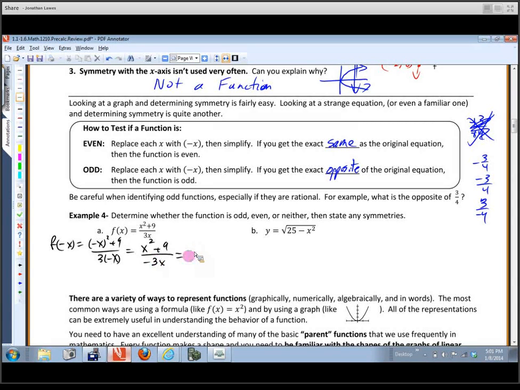So what I'm going to do is I'm going to pull that negative out front. I'm going to rewrite this, and I'm going to put it in parentheses. Notice this is the original one with a negative in front, so that's definitely the opposite. So that means this one is odd, and there's our work to show that.